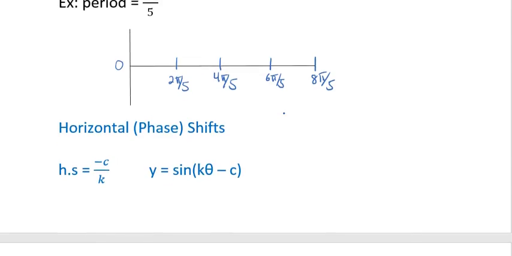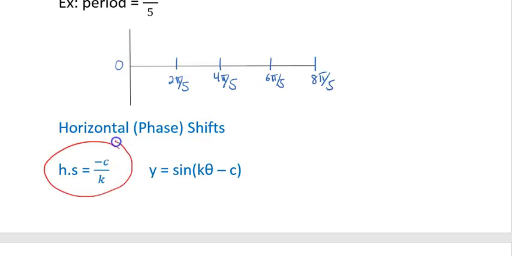Alright, the next part of our notes we're going to be talking about horizontal or phase shifts. And that's shifting this graph left and right. And I mentioned that cosine is just a shift of the sine graph, and you could write it using this knowledge as a shift. Now, how we're going to calculate this is this formula right here. This is another one that you want to write down.